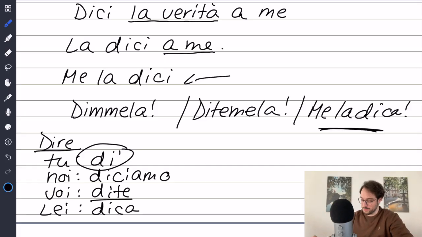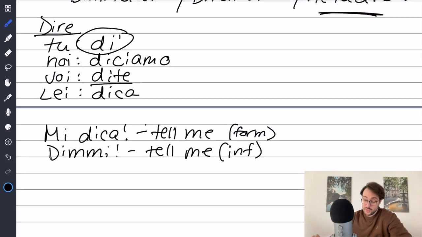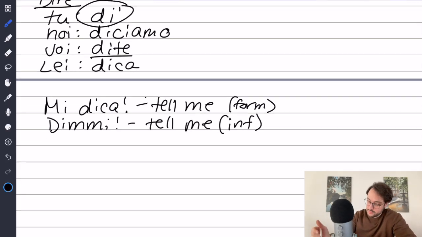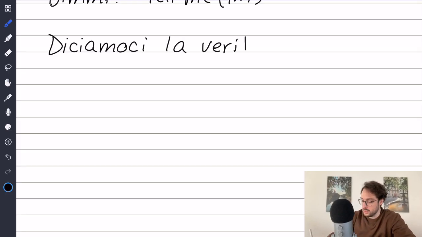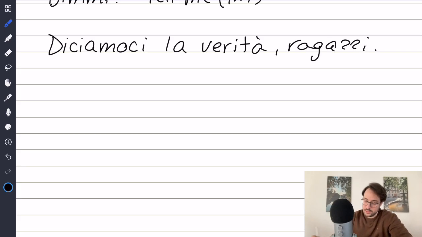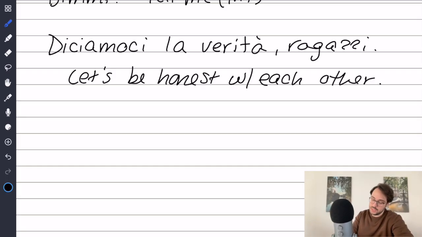Very cool. Let's also do, if we wanted to tell ourselves the truth using a reflexive verb, making it reflexive, we would say, diciamoci la verità, ragazzi. Like, let's be honest with ourselves, guys, that's what this basically means. Let's be honest with each other. Diciamoci la verità.